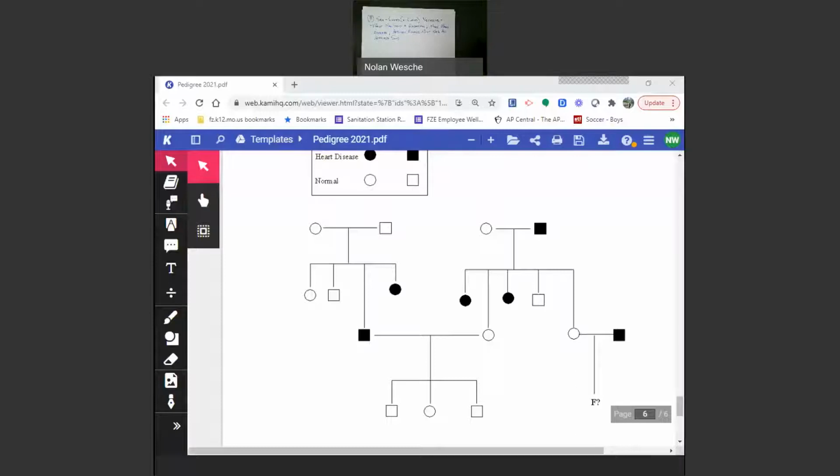She's got to have all affected sons. She doesn't, right? This female doesn't have a shaded son. So we know that this is not being X-linked. We know that this would be recessive. So let's draw one that is X-linked.